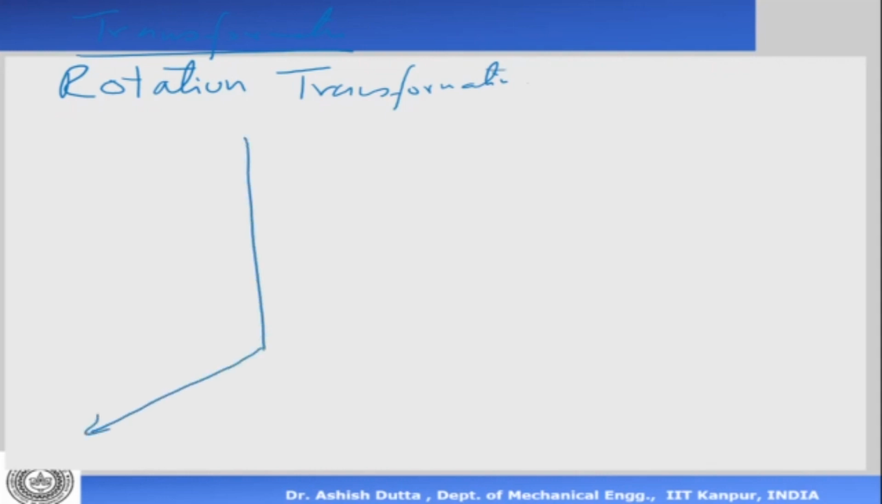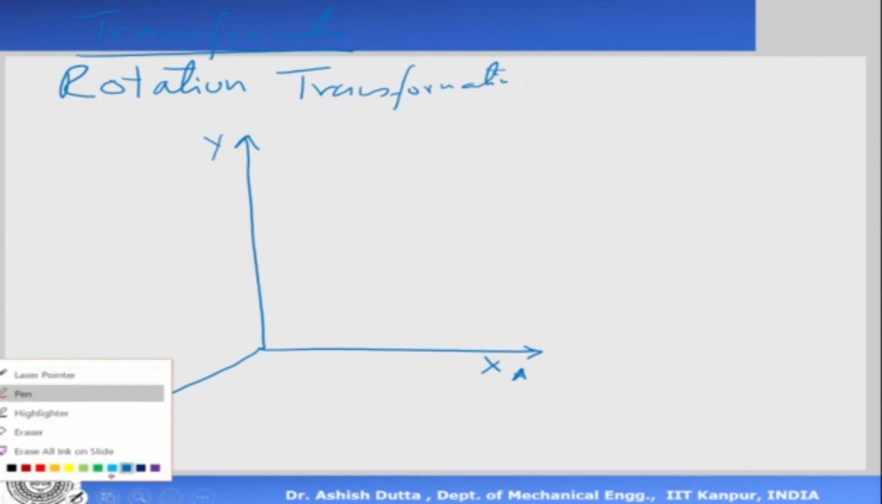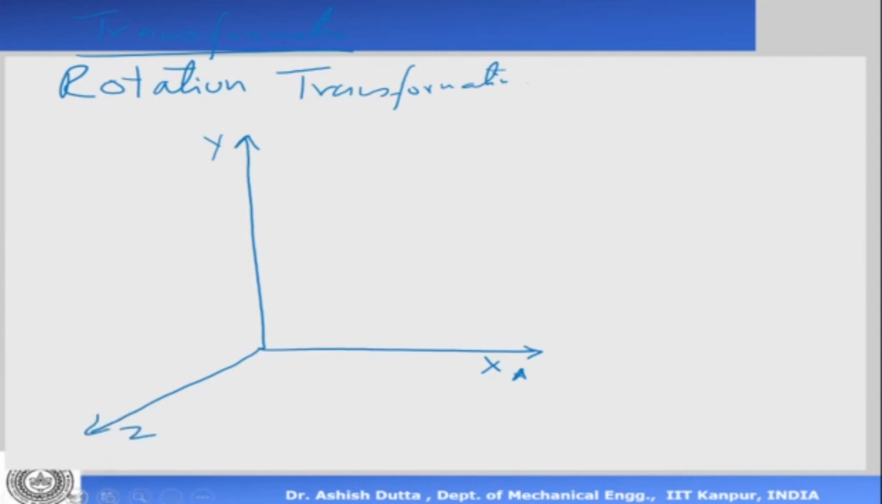This is my, let's say, frame which is fixed. I call it the A frame. And there is another frame which I call the B frame. So this is my X, Y, and Z frame. Then I have another frame, the B frame. Initially the B frame and A frame are the same frame. Same frame means the origins are the same.